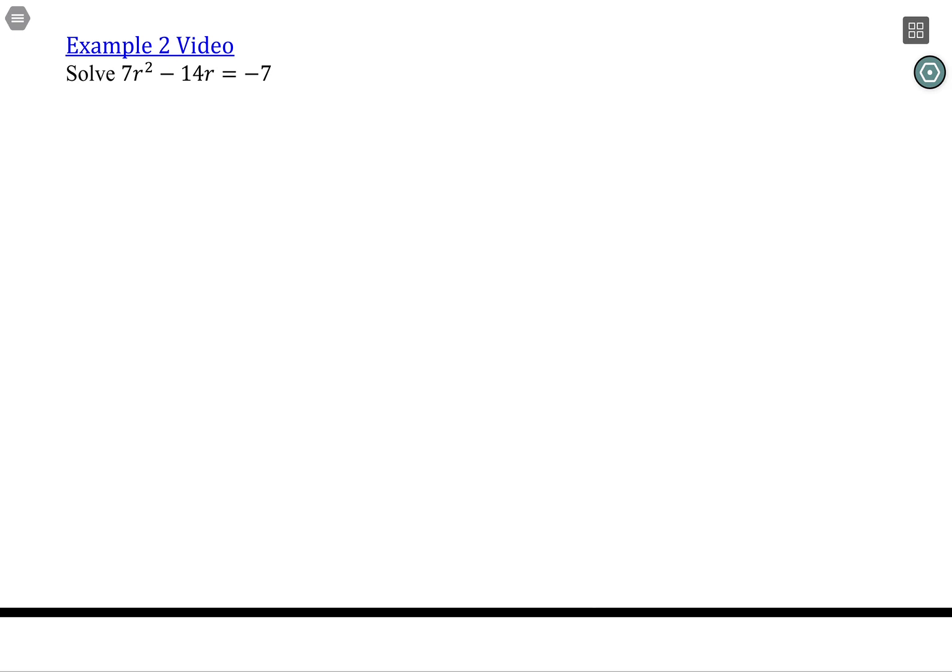Hey everyone. Okay, so we've got another solve by factoring example. So again, the key to solve by factoring is that we only have information if we have a product. We only have good information if we have a product that's equal to 0. So my first step here is going to be to add the 7 to both sides and set this thing equal to 0.